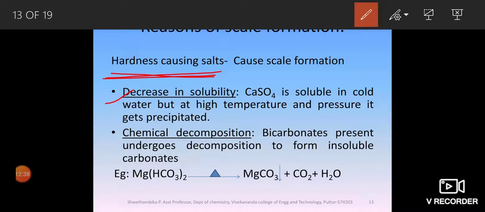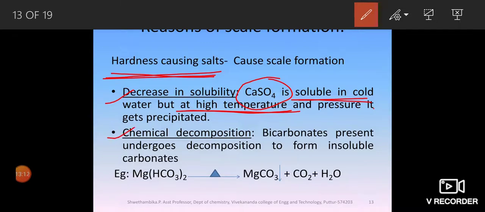What this stands for is certain salts, say for example the salt calcium sulfate. It's been observed that this particular salt is soluble in cold water. You take water, you put it to boil, it is soluble. But as and when you reach a high temperature, slowly it starts getting precipitated. That's because there is a solubility change when you heat the water from cold to hot condition.